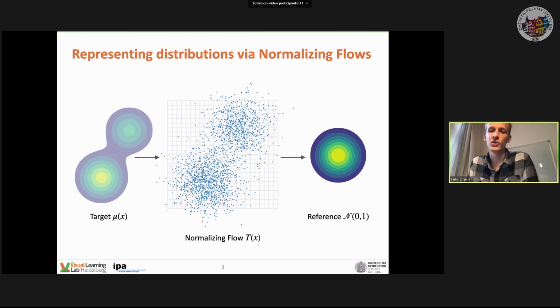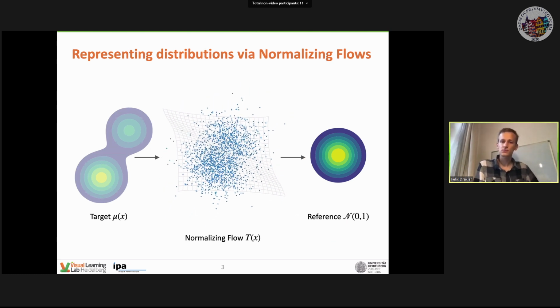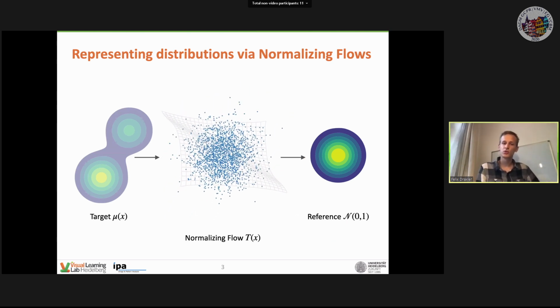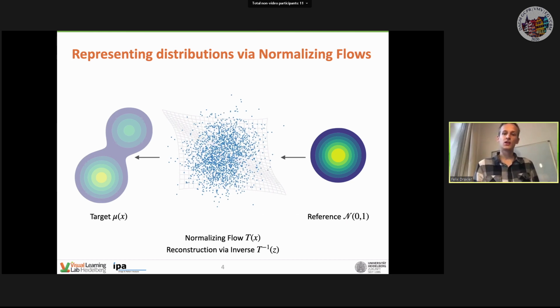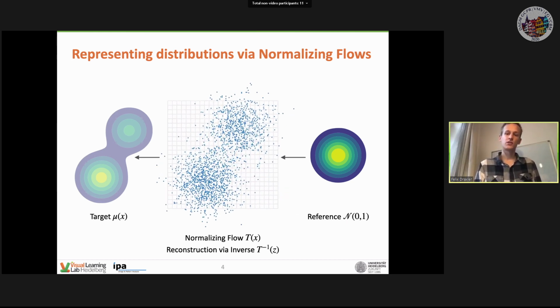Normalizing flows work as follows. We're given a data set that stems from some yet unknown distribution, mu of x, and we want to approximate this mu of x. The way normalizing flows do it is that they reshape the data so that they are normally distributed. Then we apply the inverse function: the T of x is learned, T to the minus 1 of z is then applied. This way we can reconstruct the target distribution that we were aiming for.